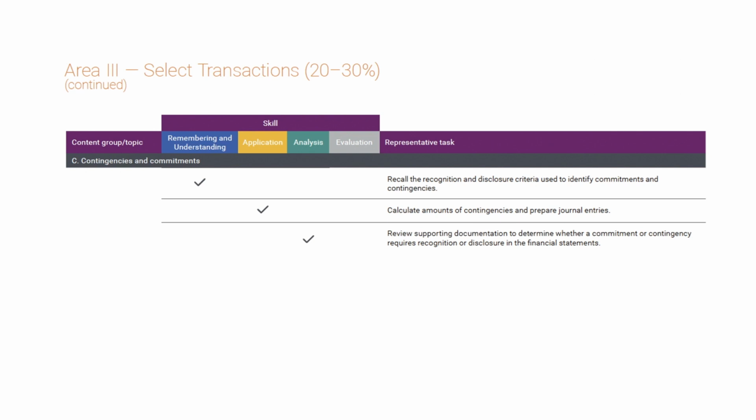So this is the AICPA Blueprint for the ISC exam. This is for Area 3, Select Transactions, which makes up 20 to 30% of your exam score. So the first topic is contingencies and commitments. We see these 4 different skills: remembering and understanding, application, analysis, and evaluation.